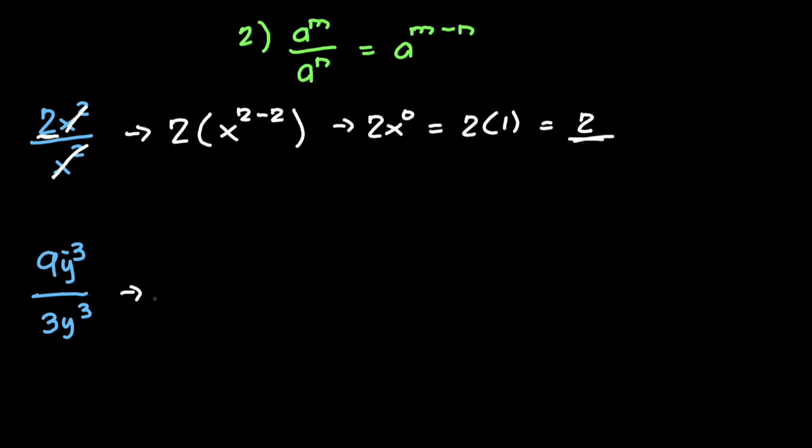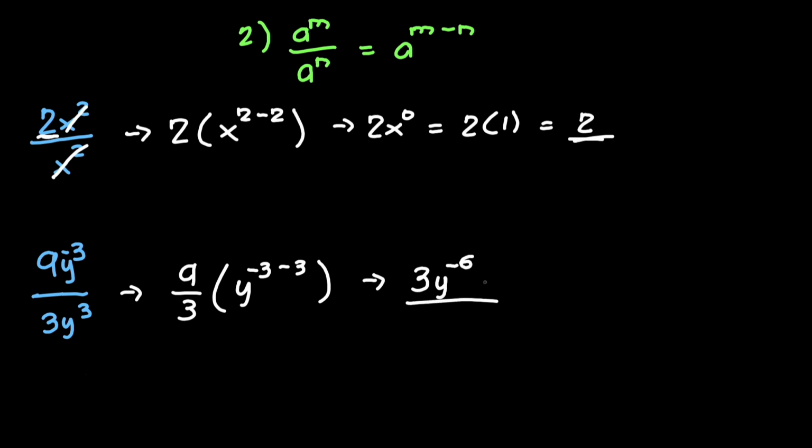9y raised to the power of negative 3 over 3y raised to the power of 3. It would be 9 over 3 multiplied by y raised to the power of negative 3 minus 3. First, let's divide this. 9 divided by 3 would be 3, and negative 3 minus 3 would be negative 6. So it would be 3y raised to the power of negative 6.